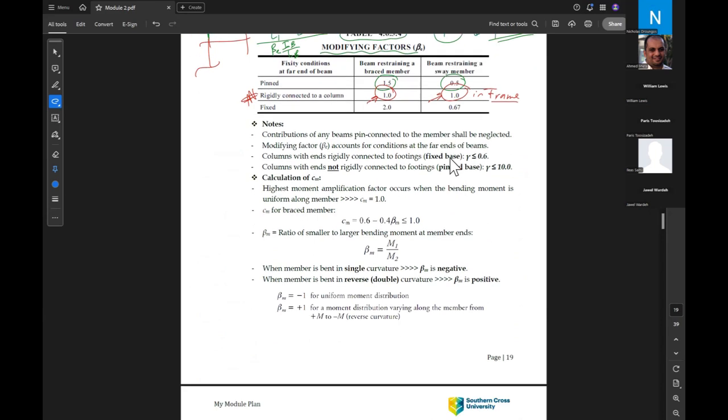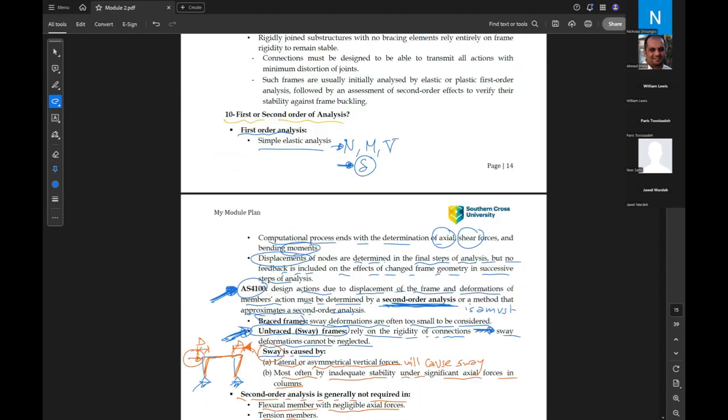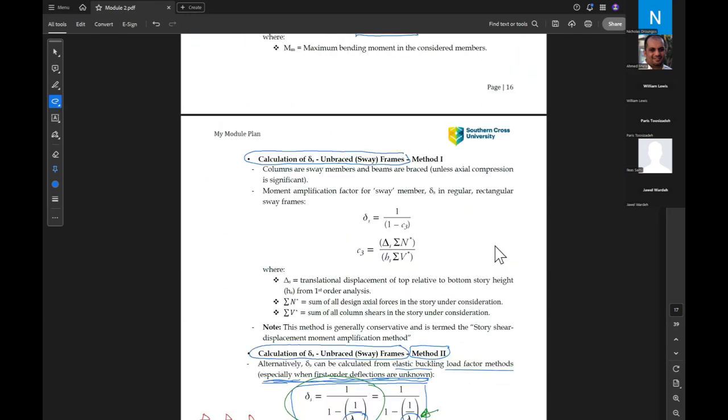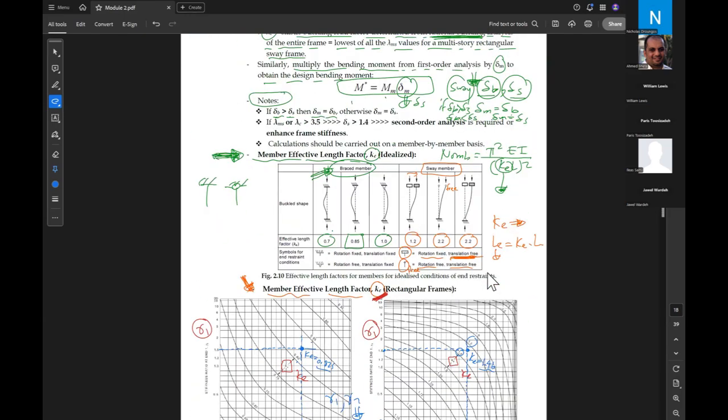The other parameter we need to know was CM. If we go back here, we need to find CM. So we finalized KE, and now we need to find how we can calculate CM. CM is the factor of unequal end moments. So how to calculate CM again?